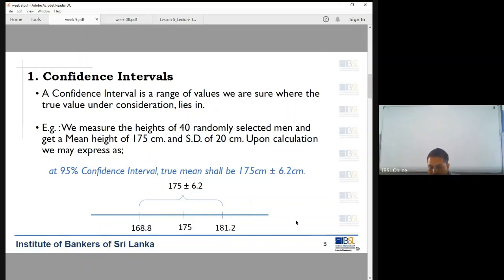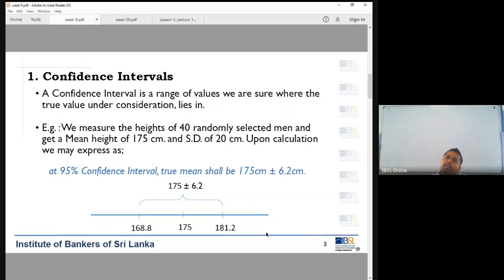If you plot all these values on a small line, you will come across a diagram like this. You will have 175 as the mean, and the range plus 6.2 and minus 6.2 will nicely give you these two values, 168.8 to 181.2. Let's forget for a moment that you don't know the calculation method. If your answer from the confidence interval calculation comes as 6.2 centimeters, this is what you're going to express. The whole purpose is to give a much fairer and true value to your audience as to where the true mean lies.